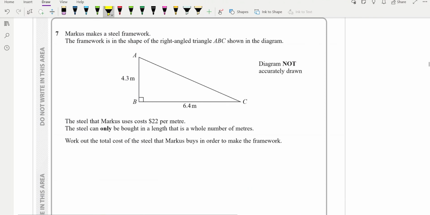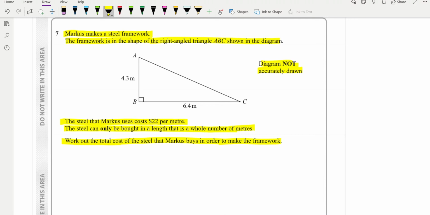Question number 7 says Marcus makes a steel framework. The framework is in the shape of right angle triangle ABC shown in the diagram. The diagram is not accurately drawn. The steel that he uses costs $22 per meter. The steel can only be bought in lengths that are a whole number of meters. Work out the total cost of the steel that Marcus buys in order to make the framework.